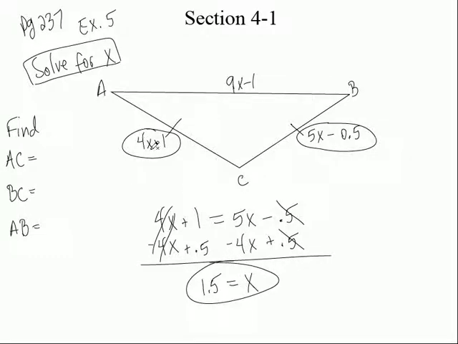4 times 1.5, can you do that in your head? 6 plus 1 is, so what's AC? It's just 7. Now, without doing any math at all, what's BC equal to? 7 as well, right? Because these two sides are equal to each other. But just for fun, let's put it back in anyway, just to make sure, okay? Anybody know what 5 times 1.5 is? It's 7.5. What's 7.5 minus 0.5? It's 7. So it does work, doesn't it? So they are equal to each other.